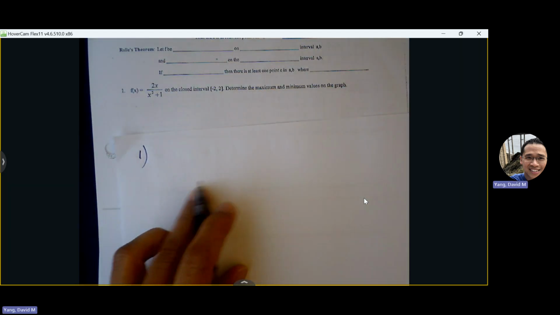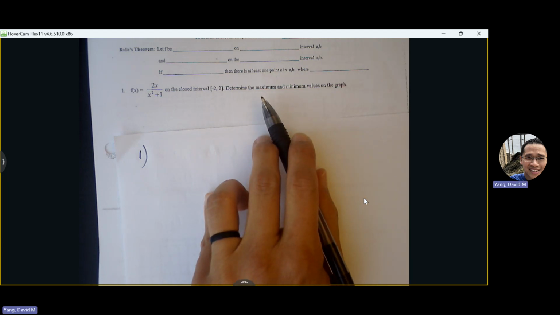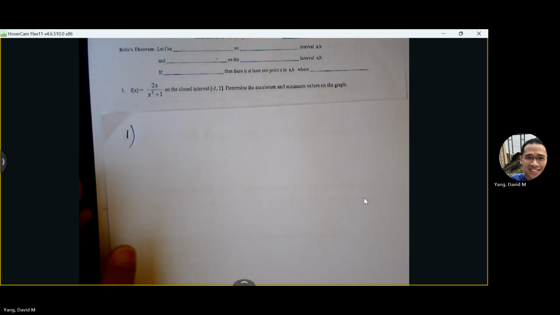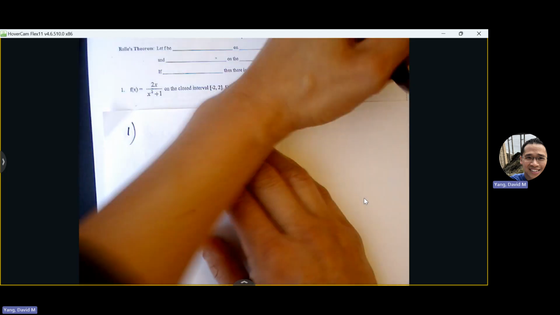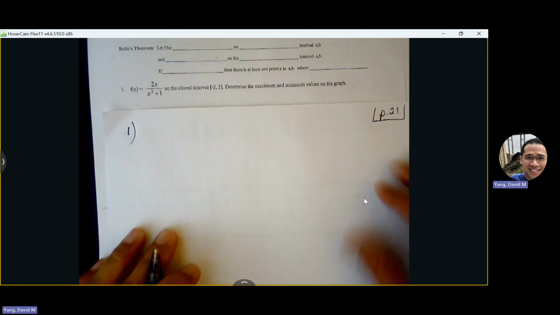And remember, with extreme value theorem, there is no sign line. Right? You're just finding critical points, and then you're just testing critical points and endpoints into your original function. So page 21, go ahead and try number one, see how far you can get. Again, you can use your calculators.